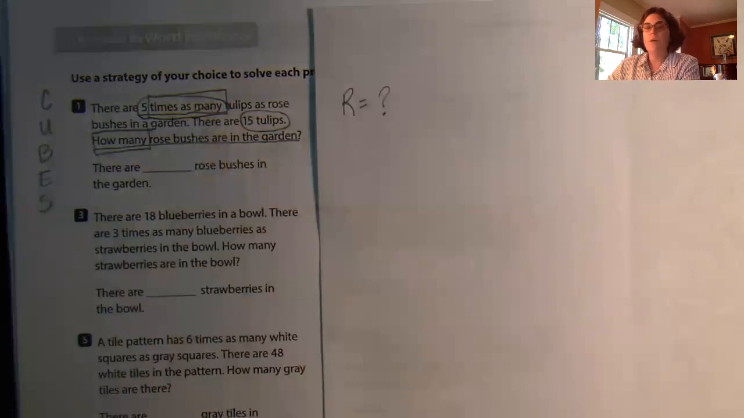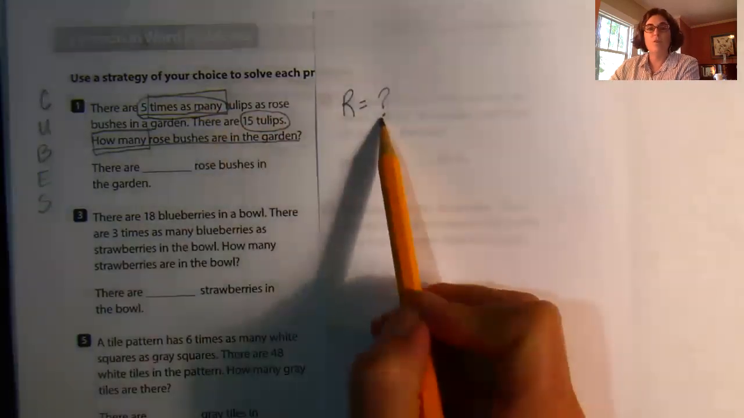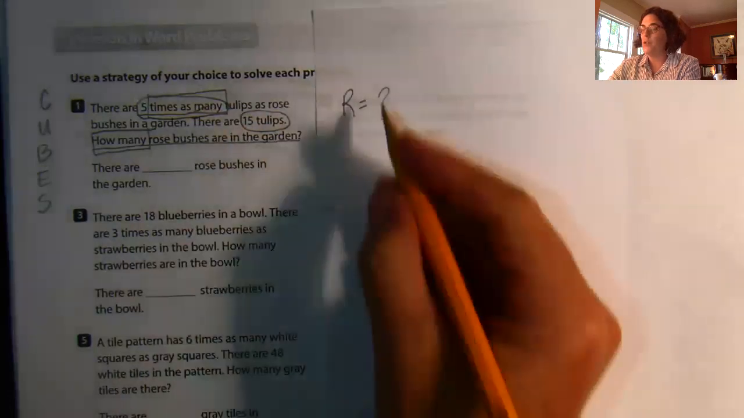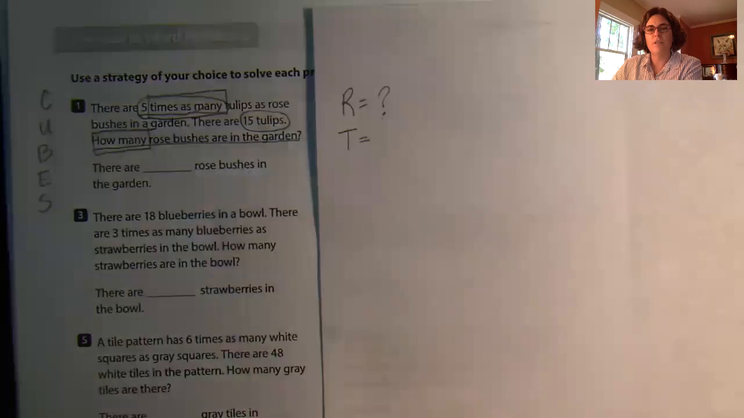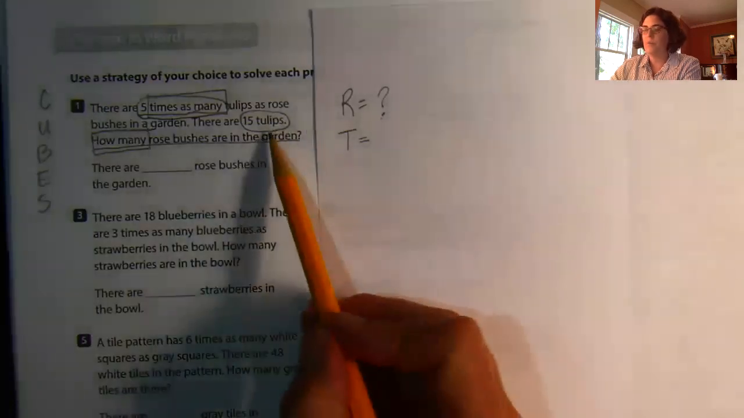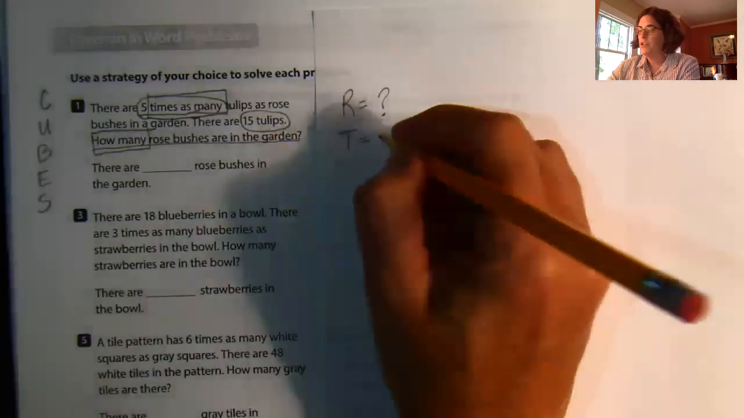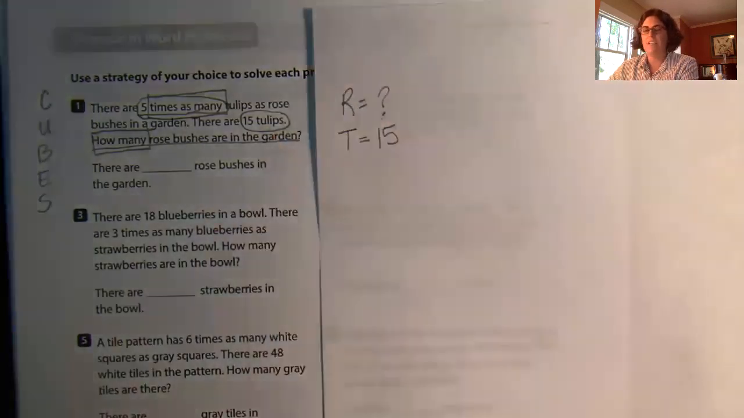All right, so let's go ahead and write down the information we know. We already know it's asking us how many rose bushes are there. And now we are going to find out how many tulips are there. How many tulips are in the garden? Very good. That's one of the numbers that we circled, 15. So I'm going to write T equals 15.